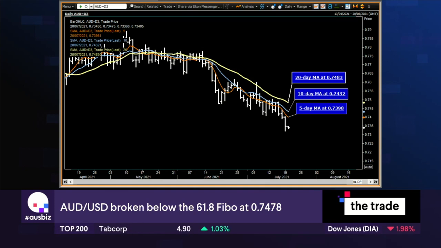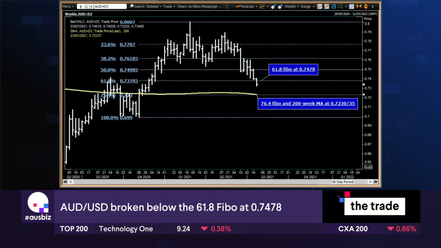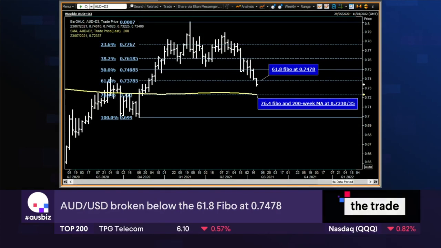A move above the 20-day moving average, which is pretty far away now on the top side, comes in at 74.83. That would also negate the bearish setup that we're seeing now. So perhaps we should move to the next chart, which is a weekly.